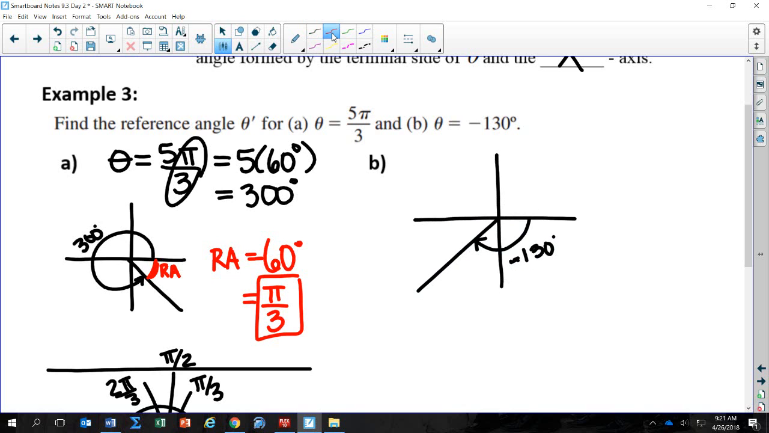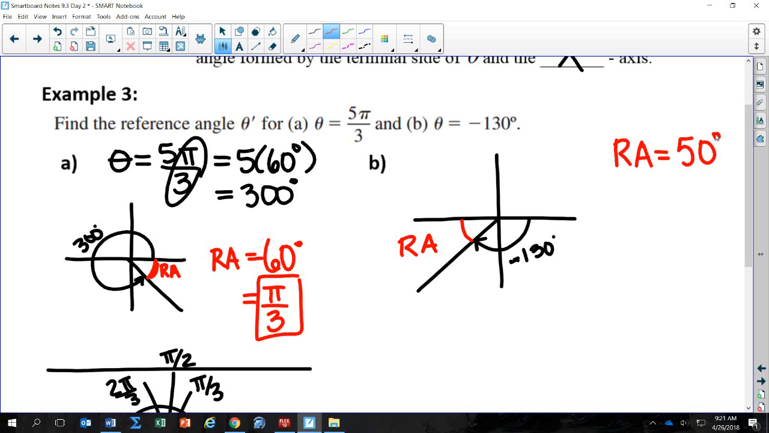I'm going from my terminal side to my x-axis. Here's my reference angle. How many degrees is my reference angle going to be? Was it 50? Yes, that's correct. And I even like how you said positive 50.